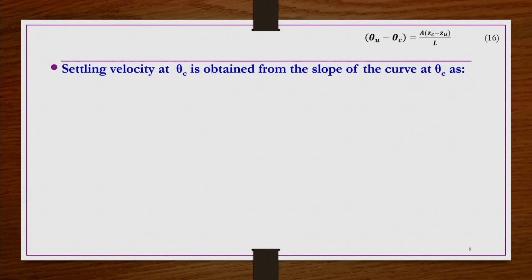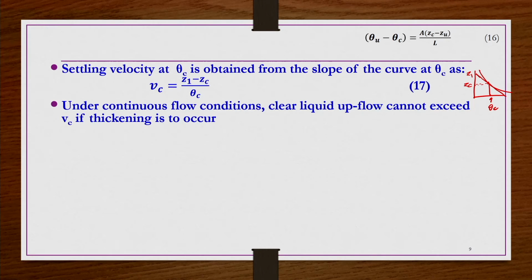The settling velocity at theta c is obtained from the slope of the curve at theta c, as I already did in the graphical approach. So, at the theta c point, if you draw the tangent, it will intersect the y axis somewhere, and that is known as Z1. The interface height corresponding to theta c is nothing but Zc. So, Z1 minus Zc divided by theta c gives you the settling velocity at theta c.